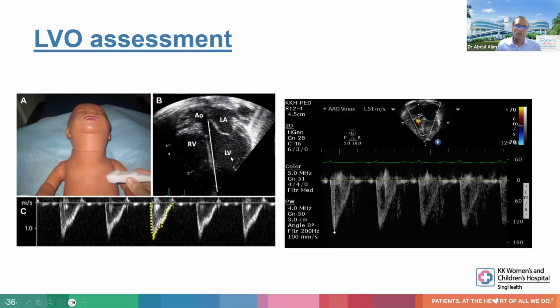In the apical 4-chamber view, when we slightly rotate the probe clockwise, you get the apical 5-chamber view. In the apical 5-chamber view, if you do a pulse wave Doppler just beyond the aortic valve in the ascending aorta, you get an ascending aortic flow like this. You can trace the flow and measure the velocity time integral, the area under the curve, which most echocardiography machines give automatically.